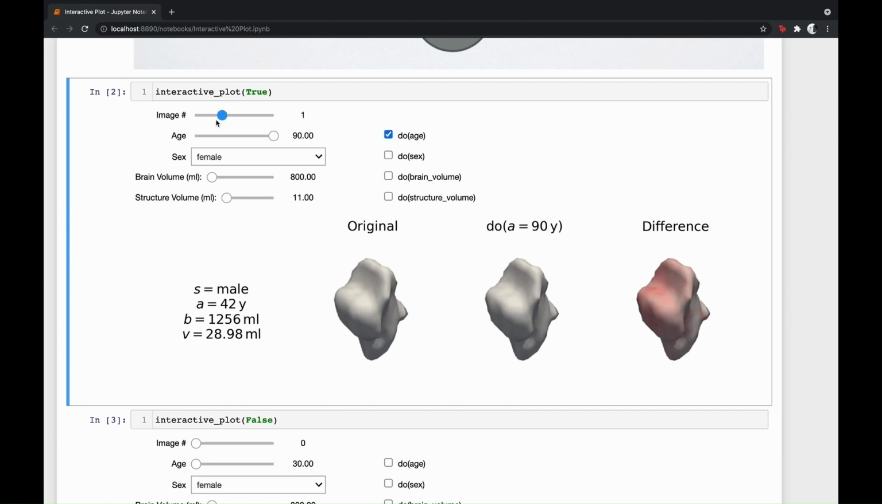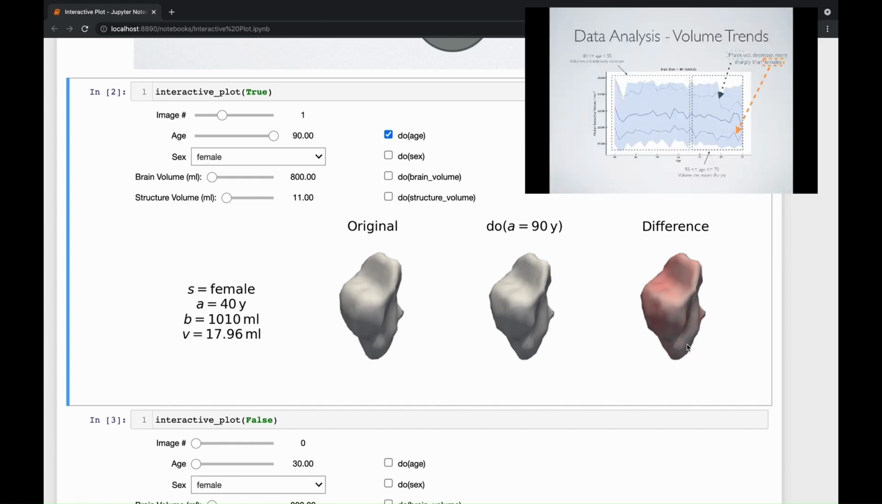If the initial observation was for a female, and we ask the same counterfactual question, we notice that there is a much lower volume change, especially around the sides, which is also in line with the shape models in the data analysis.